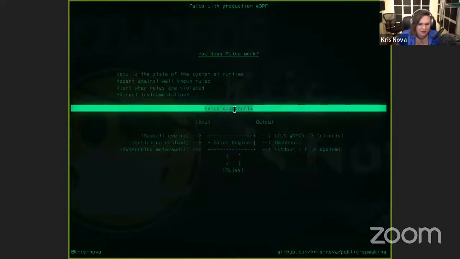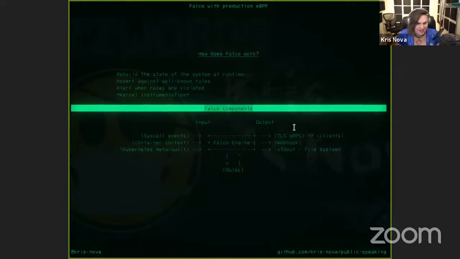So if we come down here to Falco components, I put together this diagram that will explain what it is we're able to parse and how it's able to work. On the left side of the diagram, we have arbitrary inputs into the Falco engine. And on the right side of the diagram, we have arbitrary outputs, what you can take out of the Falco engine. On the left side, we have the syscall events. This is kernel instrumentation. This is what's happening in the kernel, as well as other Linux information.